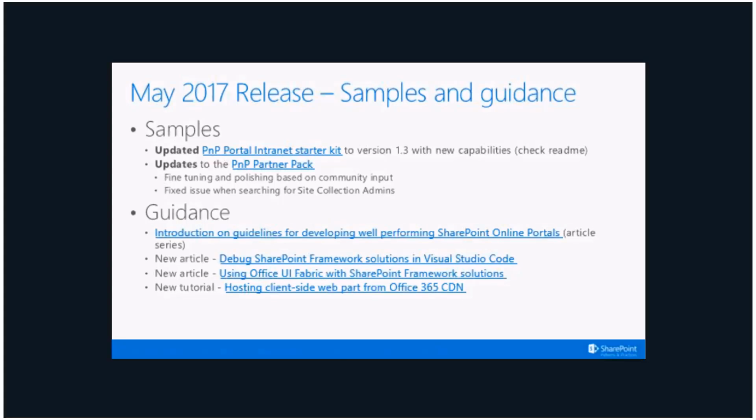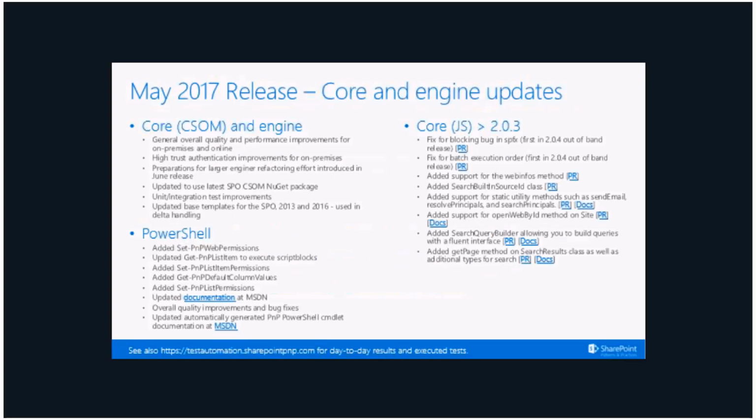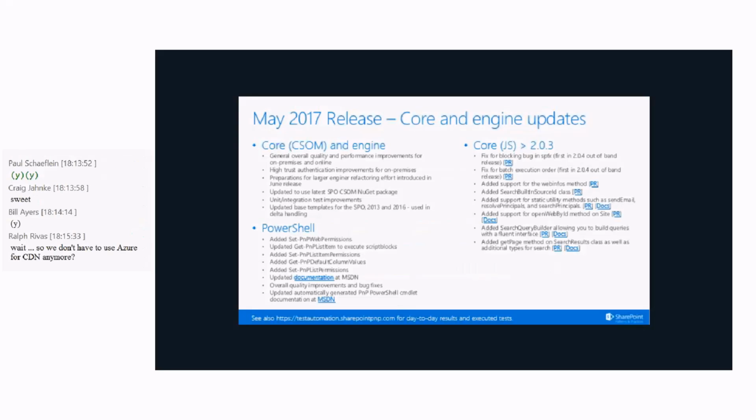Good. Moving on. So on the core component, the engine updates, we didn't have a massive amount of activities on the JS CSOM core component side. We're still looking into doing a larger refactoring, which is now scheduled for June. Essentially, for the engine refactoring, I think the new schema is already pretty much done, and we're working on new engine capabilities. So in the June release, we will have additional capabilities within the provisioning engine.